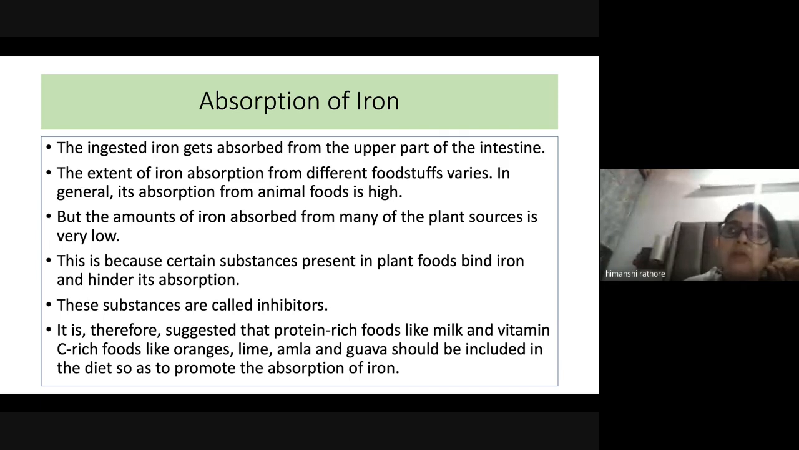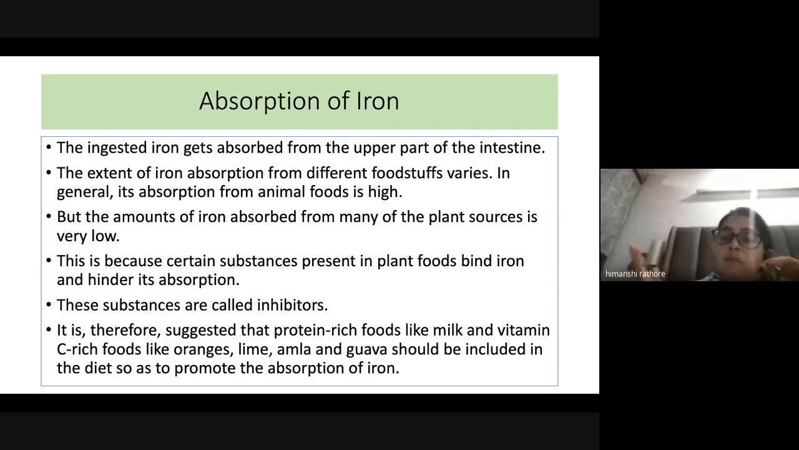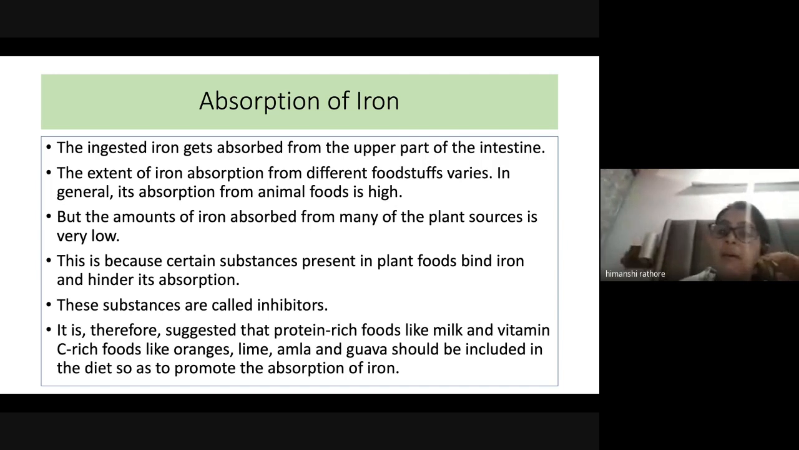So in plant sources, certain substances called inhibitors are present, and that is why it is always advisable to have animal foods as much as you can if you want iron in good form. But for vegetarians there are other ways by which they can improve the absorption of iron. What is that? It is combining iron with vitamin C rich foods.